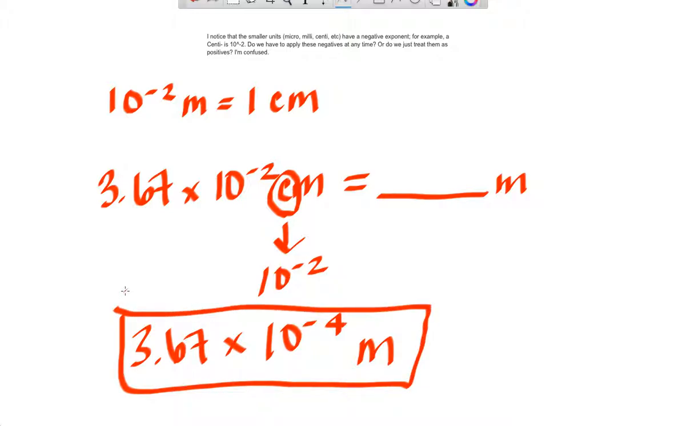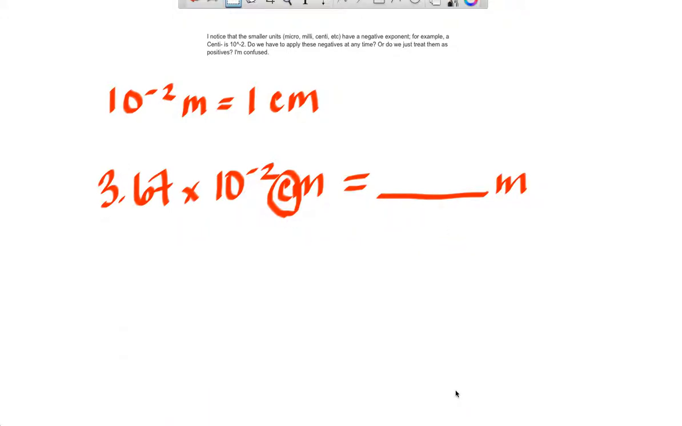Okay? That's helpful, but it may be a little bit confusing. So let's take a look. I'm going to erase this, and I'm going to show you why I choose to leave off the negative. So what I'm going to do is delete that. I'm going to set up a conversion problem.